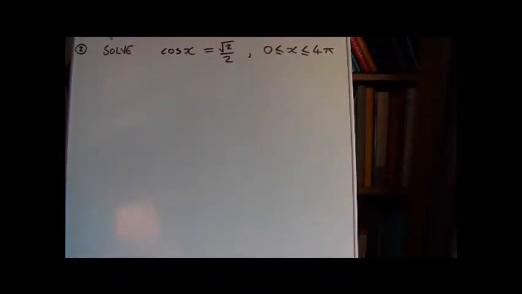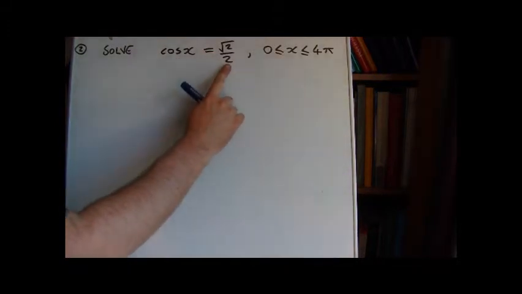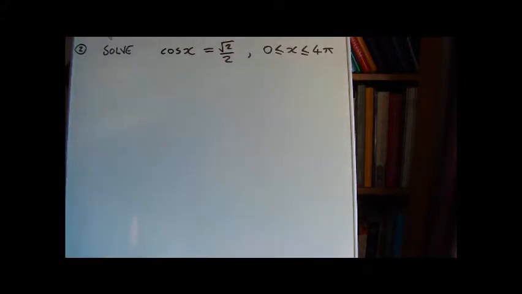In this second example, we have another equation with cos x. This time we have to solve cos x equals root 2 over 2. We're given an interval given in terms of pi. That means it's a radian problem, so check your calculator is in radian mode before you continue.